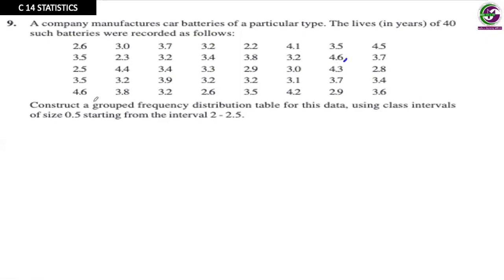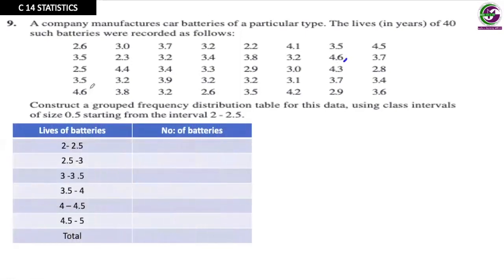So we can end by 5. 2.6 will be here. 3.5 will be here. 2.5 will be in the second row. Have a note of it. 3.5 will be in the fourth row. This is the tally mark, and let's write down the frequency. 2, 6, 14, 11, 4, and 3. The total is 15, 18, 22, 32, 34, 40.